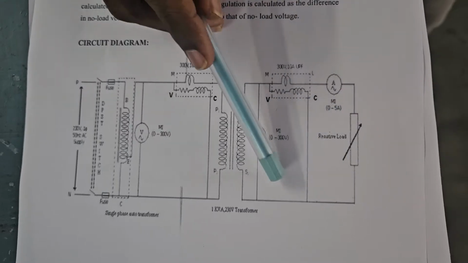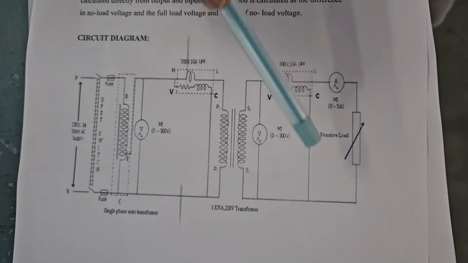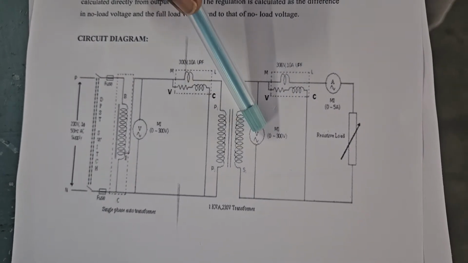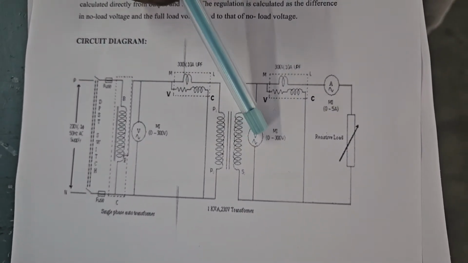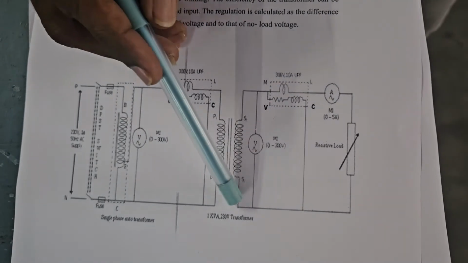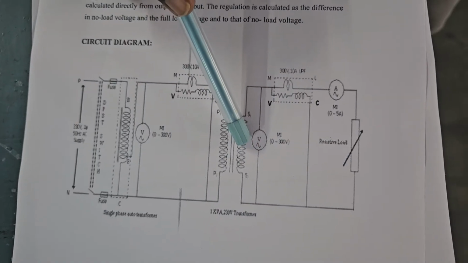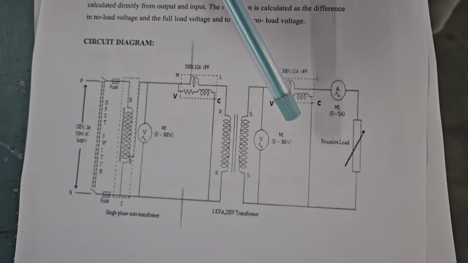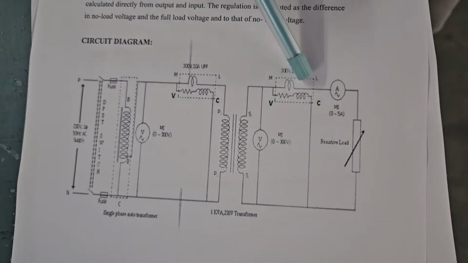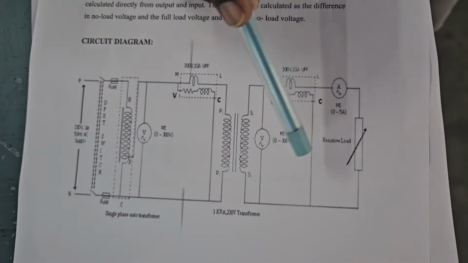So now if you want to measure the voltage regulation, I want to get the voltage across the load. For that I am going to use the meter called a voltmeter. And we all know that a voltmeter must be connected in parallel to the component across which we want to measure the voltage. That's why you see this voltmeter is connected across the secondary winding. So this is the secondary side.